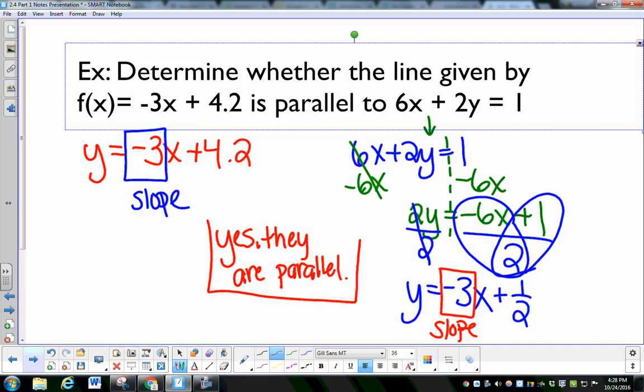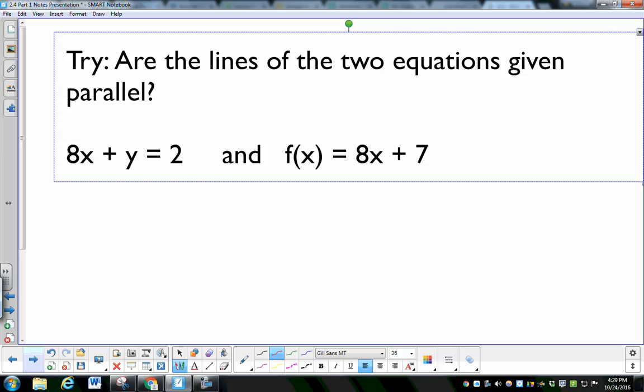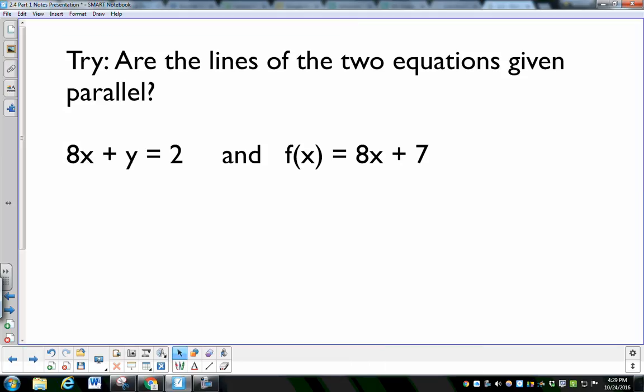On the test, I'll have you just write yes or no, but I think in your notes it helps to write down, yes, they're parallel, because then you really remember what you were doing. So I'm going to give you an example where I want you to find out if two lines are parallel. Here are your two equations: 8x plus y equals 2, and f of x equals 8x plus 7. I want you to pause the video and find out if those two lines are parallel.